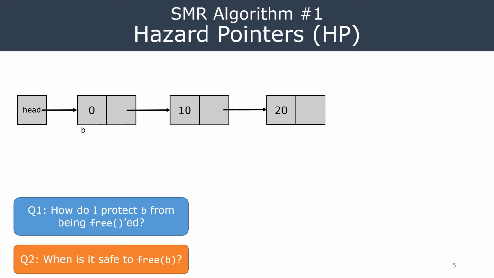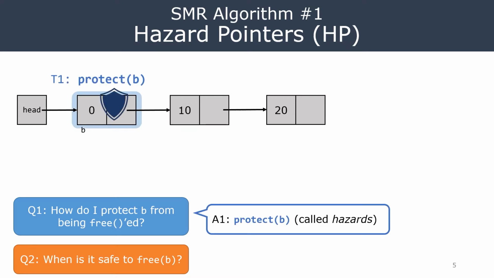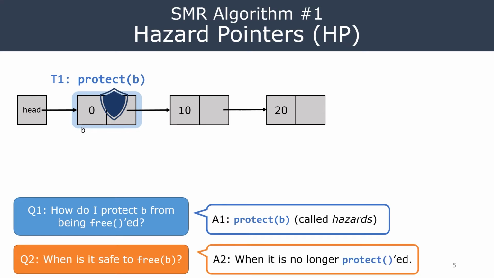Hazard pointers, or simply HP, is probably the most intuitive SMR. To protect a block B, you can simply invoke the function named protect on B. When protect B is called, the other threads will be informed that B is a hazard, a block that must not be freed. So, the reclamation of B should be deferred until B is no longer protected.